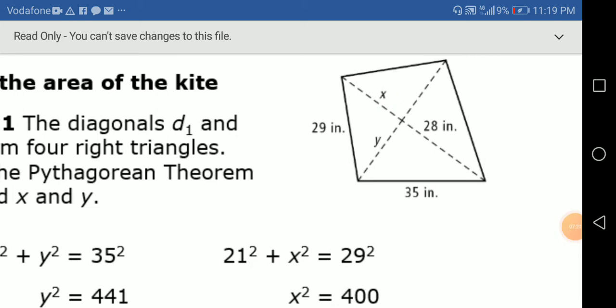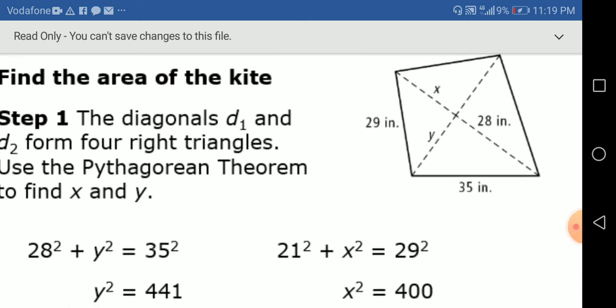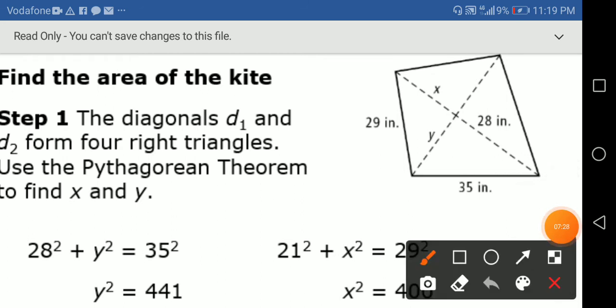So here I will use the Pythagorean theorem. I'm going to say that 28 power 2, okay, guys, this is my triangle. How did you know that this is a right angle triangle? I know that the diagonals of the kite or the rhombus are perpendicular. So this is a kite, so I have a right angle triangle, and I have two sides. I can find this side easily by the Pythagorean theorem.